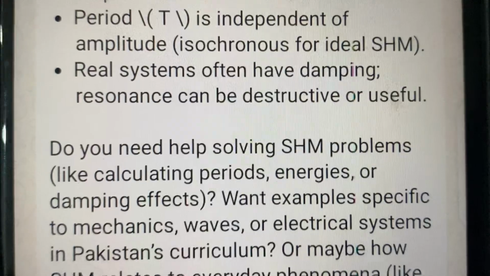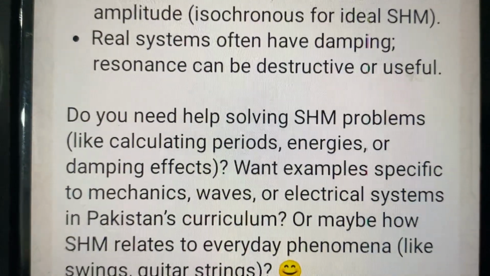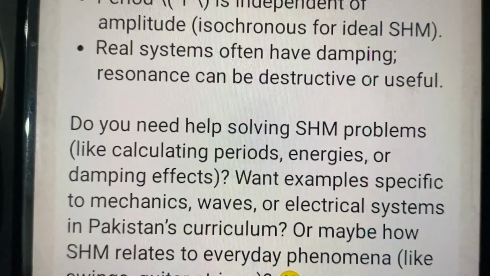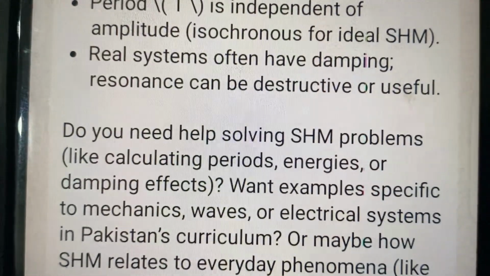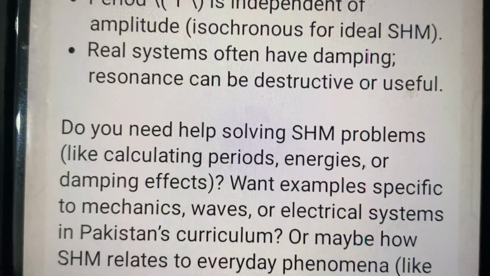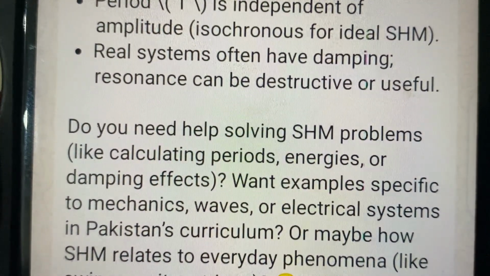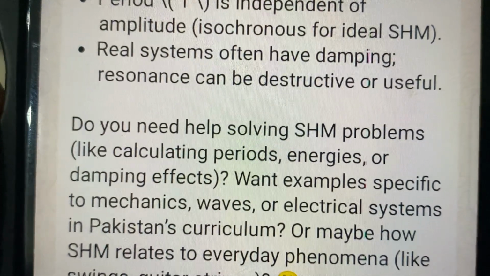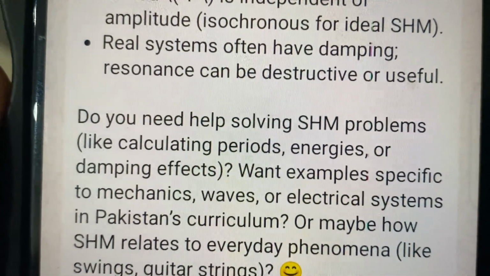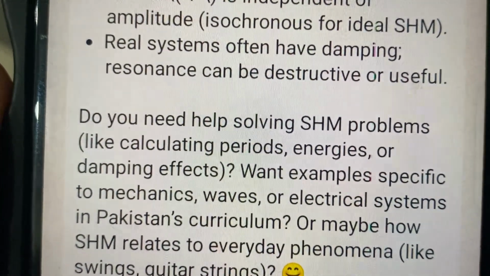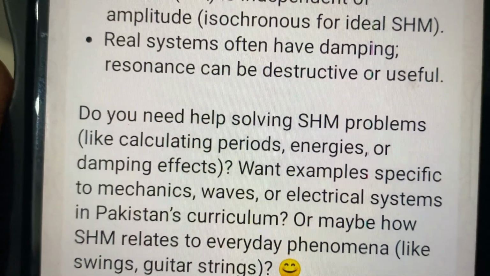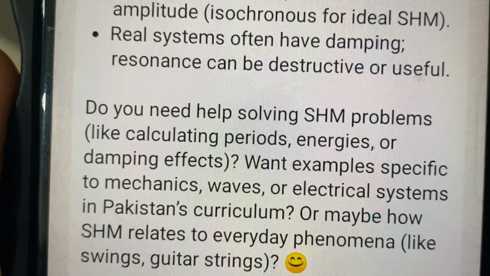Do you need help solving SHM problems, like calculating period, energies, or damping effects? Want examples specific to mechanics, waves, or electrical systems in Pakistan? Or maybe how SHM relates to everyday phenomena like swings and guitar strings?